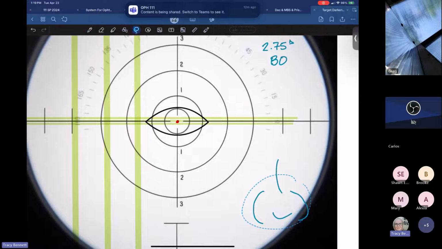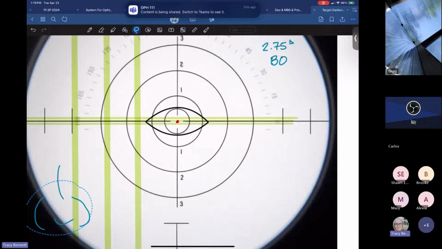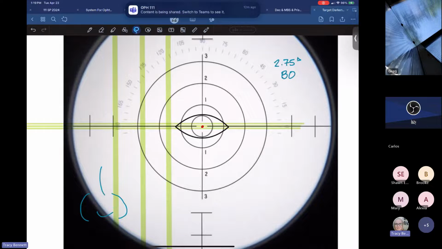Well, what happens though if it's a left eye? The value still stays the same, right? It's still at 2.75, right? But is that base direction still base out? No, wouldn't it be base in then? It would be base in, because here's the eye, here's the base of the prism, 2.75, base in. Very good.